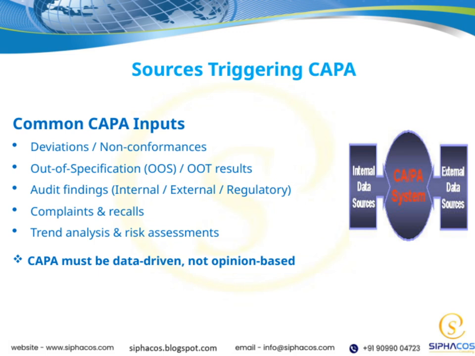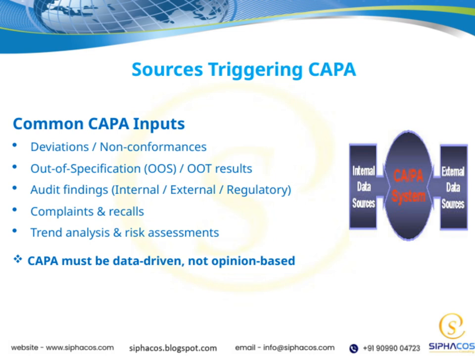Now, let's take a closer look at the common inputs that can trigger a CAPA. These are the key pieces of information that help us identify areas where improvements are needed. First, we have deviations and nonconformances, which are essentially instances where processes or products don't meet specified requirements. Then, there are out-of-specification or out-of-trend results. These are laboratory or testing results that fall outside expected ranges, signaling potential issues.